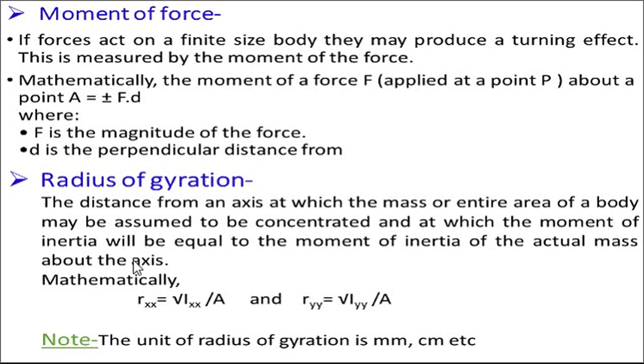So this is the radius of gyration, and mathematically the radius of gyration can be determined. You can see it is represented by r. Suppose you want to find the radius of gyration about the x axis, it is equal to the square root of Ixx, where I is the moment of inertia about the x axis, divided by the area of that body. And if you want to find the radius of gyration for the y axis, then you have to take the moment of inertia for that axis, that is Iyy, divided by area. And the unit of radius of gyration is mm or centimeter, etc. So r is represented in mm or centimeter.